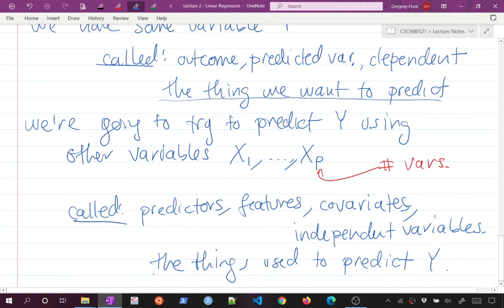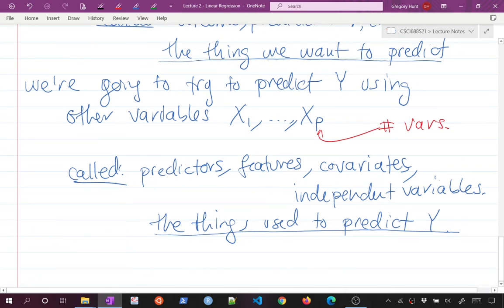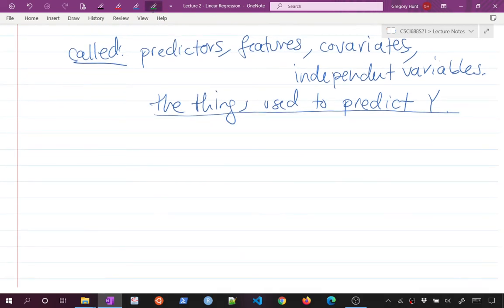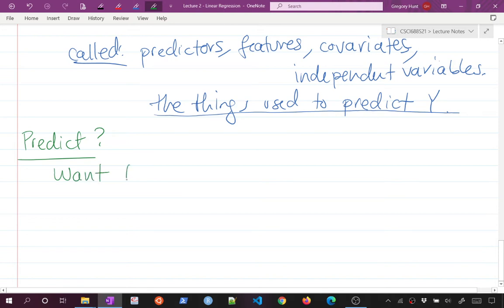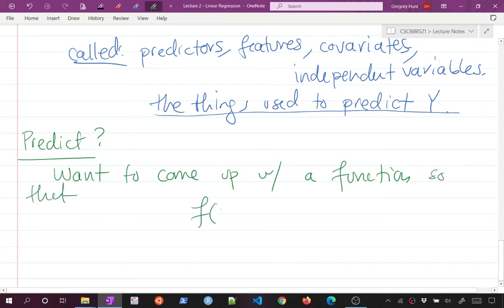So we have y, the thing we want to predict, and the x's, which together constitute the things used to predict y. So what do we mean by predict? What we mean is that we want to come up with a function f, so that when I plug my x's into this function, they are going to approximately give me y. The closer, the better.